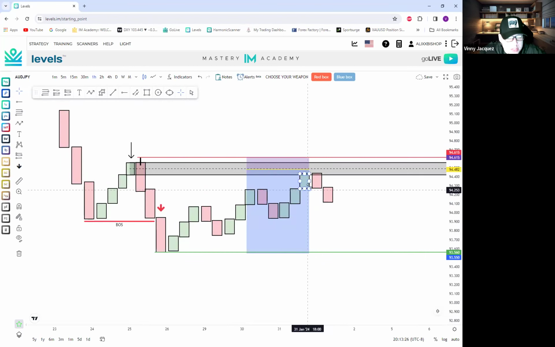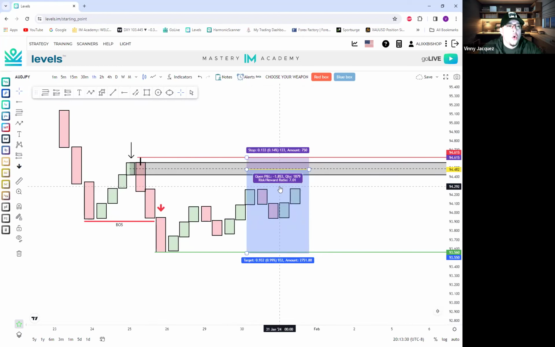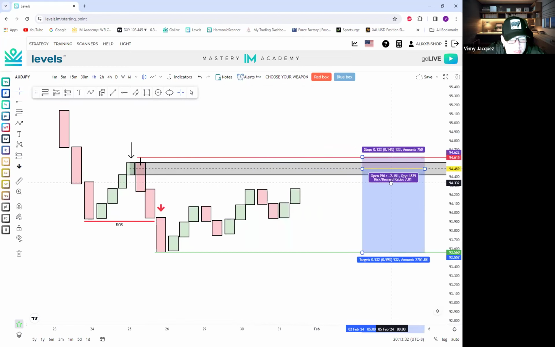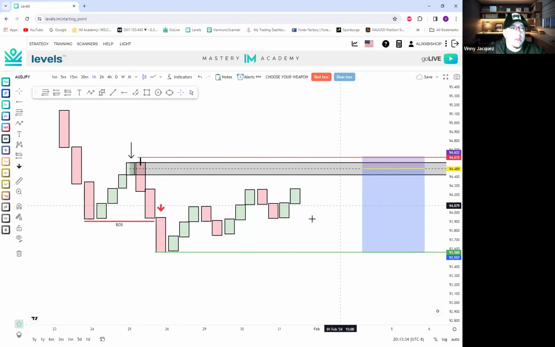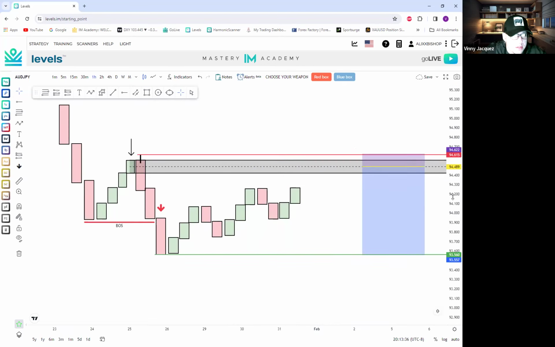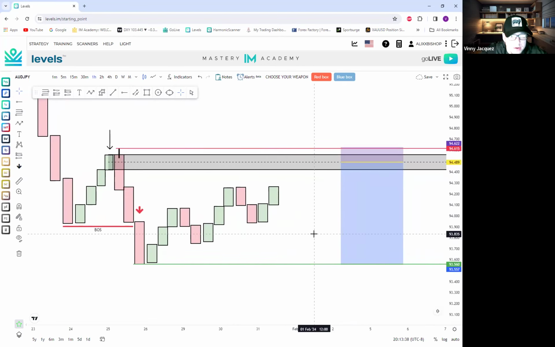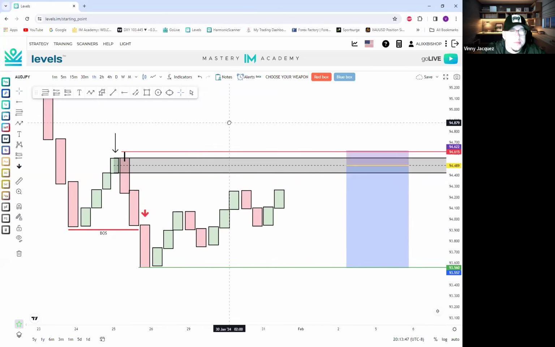So let's just go ahead and delete this real quick. Delete this, delete this. We already know we want to enter here. So I'm gonna go ahead and just put this to the right. I want things clear right here for us. Is that your TP? Because that's where the market last sold off before buying back up. Yes, pretty much.